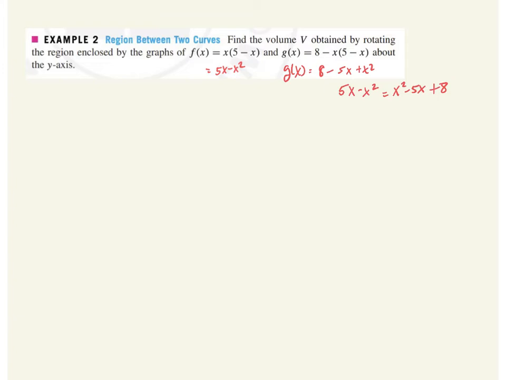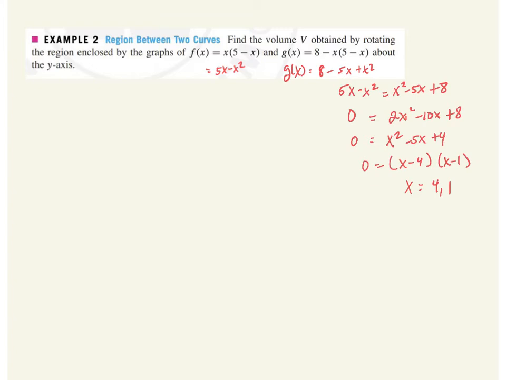I'm going to move everything to the right-hand side, set it equal to 0. I'm able to divide by 2. And factoring, I would get x minus 4 and x minus 1. So my zeros are 4 and 1.